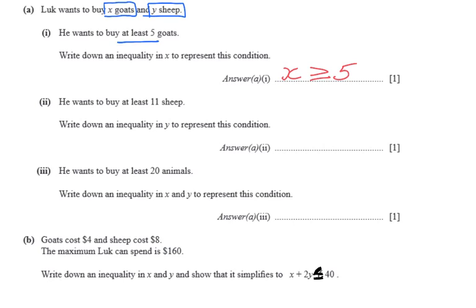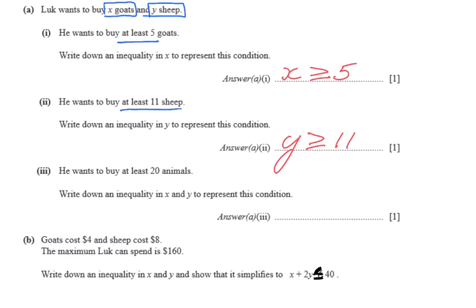He wants to buy, again, at least 11 sheep. Write down an inequality in Y to represent this condition. In Y, because we're talking about sheep, and we said before that Y are the sheep. Again, at least 11 sheep, so that means 11 sheep is good, but 12 or 13 is also good. So as an inequality, Y has to be bigger or equal to 11. That is what at least 11 sheep means.